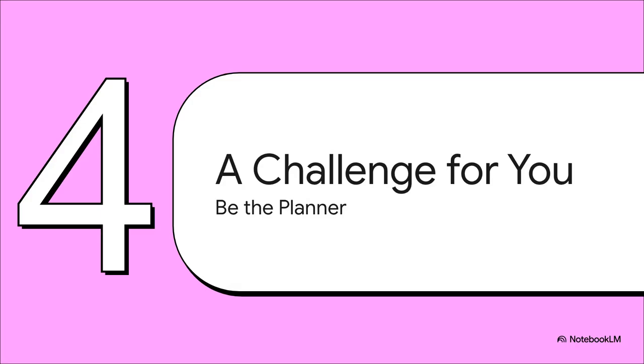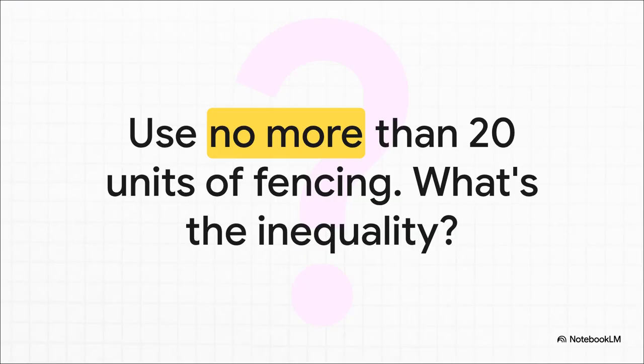Okay, you've seen how this tool works. Now it's your turn to be the planner. I'm going to throw a few quick challenges at you. As they pop up on the screen, just see if you can figure out the inequality in your head before we move on. All right, first one, super simple fencing problem. You've got a clear maximum limit. You can use no more than 20 units of fencing. So, what's the inequality for the length, which we'll call x?